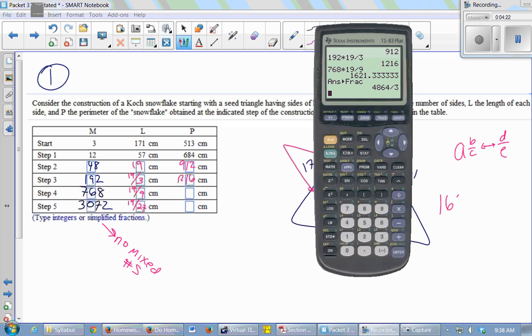If I wanted to do 1621 1/3, you multiply the whole number times the denominator and add the numerator. So it'll be 1621 times 3 plus 1, which is 4,864 thirds. And then 3,072 times 19/27. I'm just going to have my calculator do this for me. 19,456 ninths.